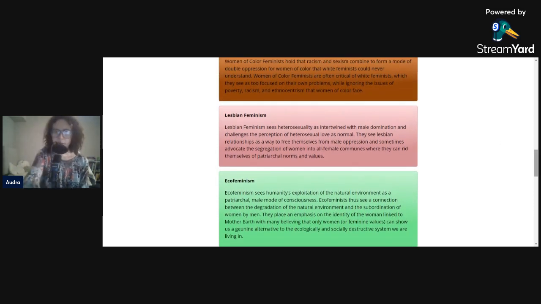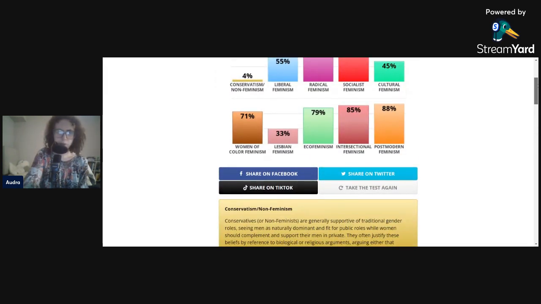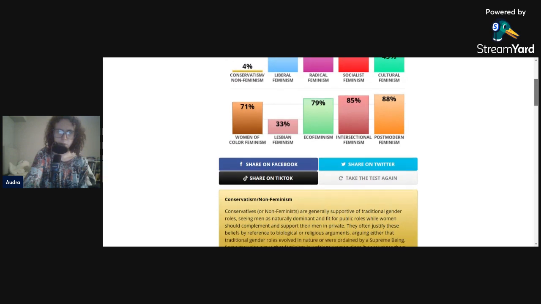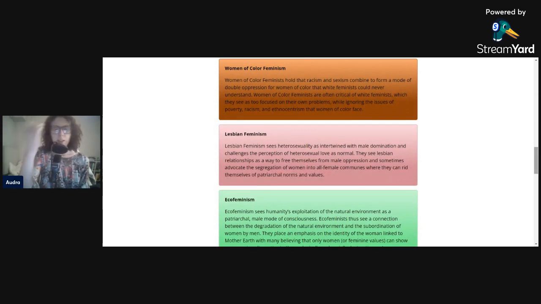Lesbian feminism, that was, I think, not my lowest one, but my second to lowest one, it looks like. Lesbian feminism sees heterosexuality as intertwined with male domination and challenges the perception of heterosexual love as normal. They see lesbian relationships as a way to free themselves from male oppression and sometimes advocate the segregation of women into all female communes where they can rid themselves of patriarchal norms and values. Yeah, like I said earlier, I don't really get that perspective.